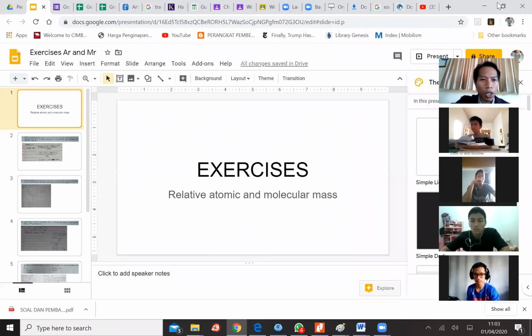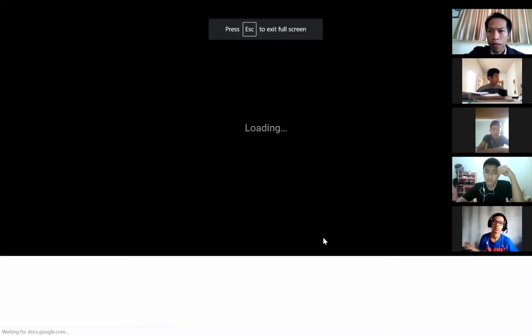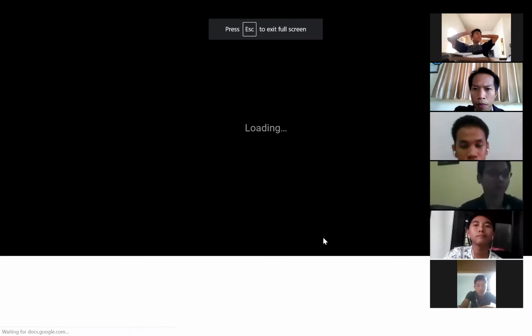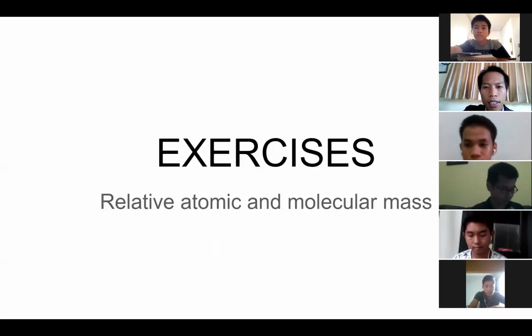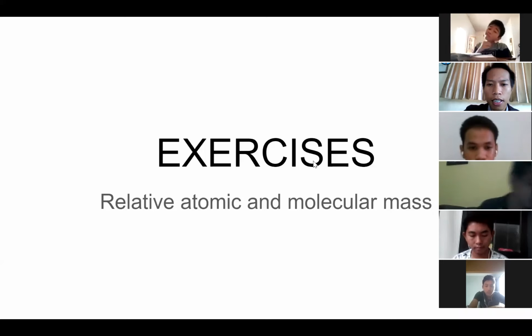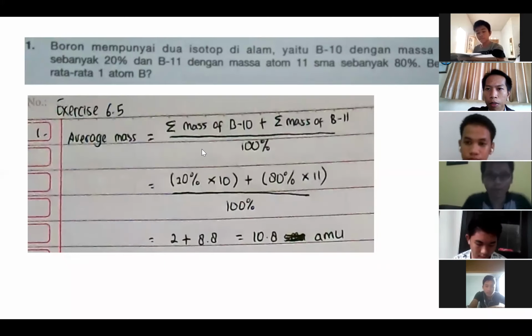So this is the exercises. Everybody please take a look at what we did already. Now this is the exercises on relative atomic mass and molecular mass. I'm going to start with number 1. Look at the question for number 1.